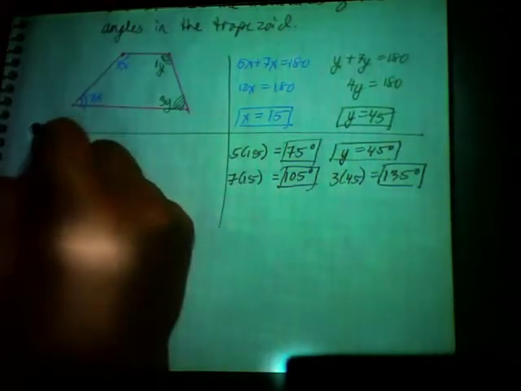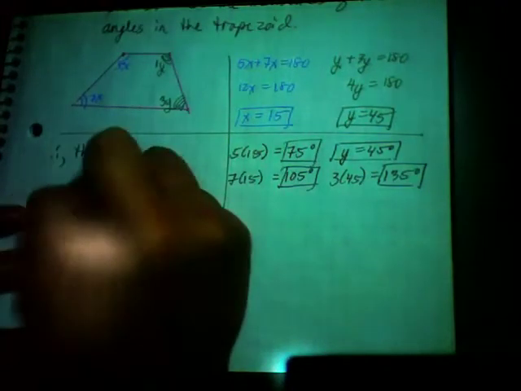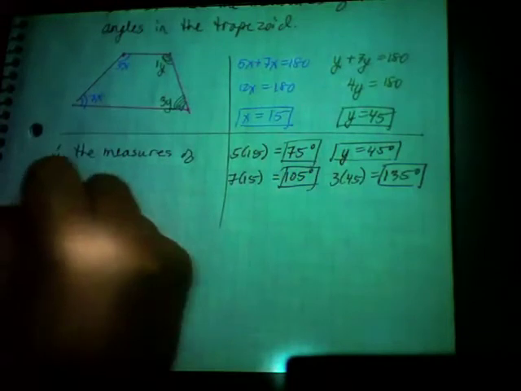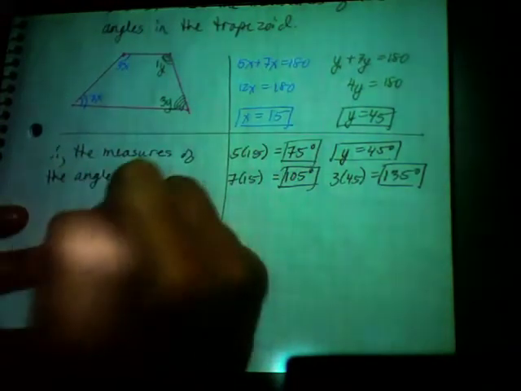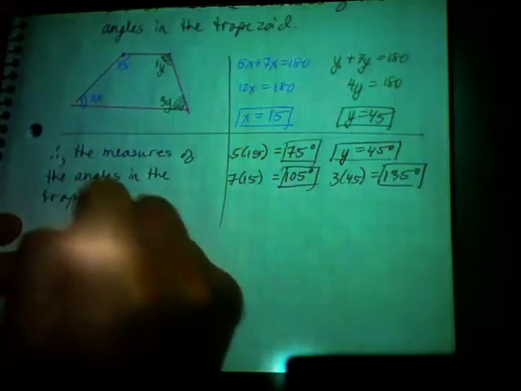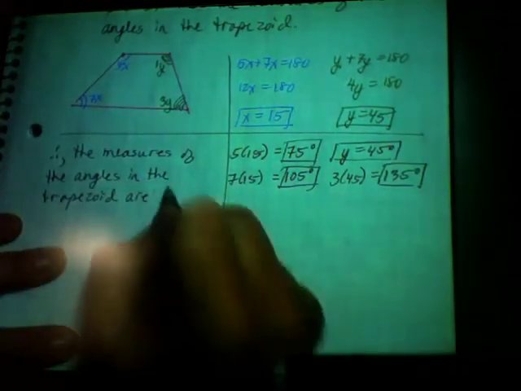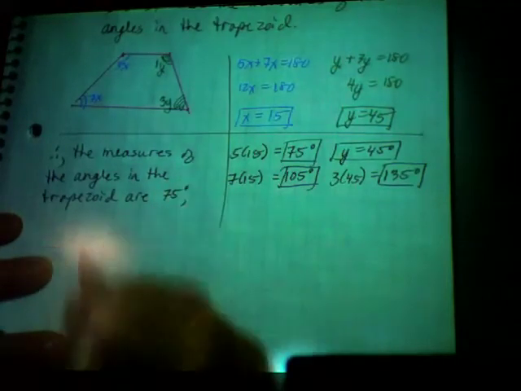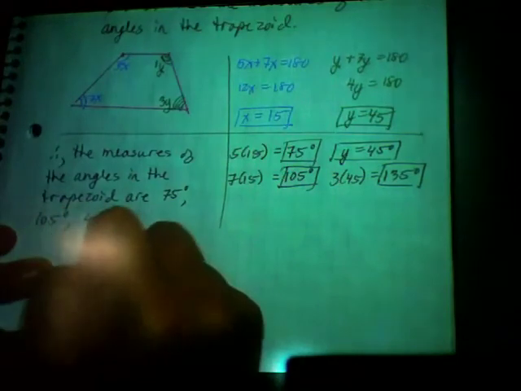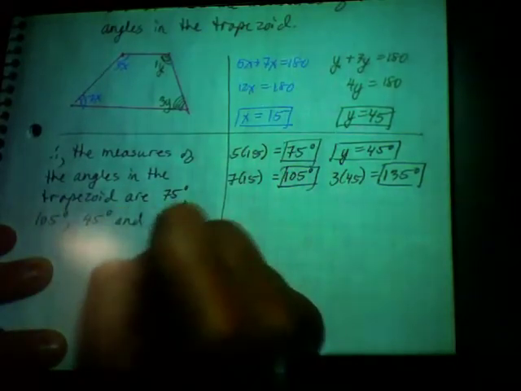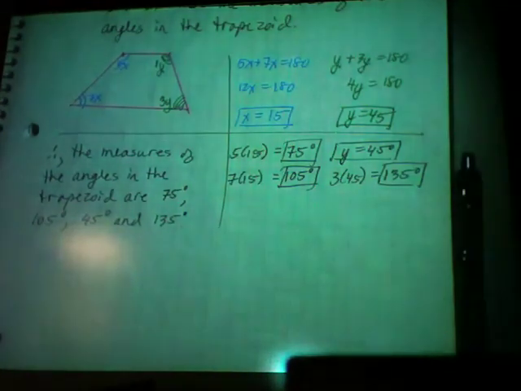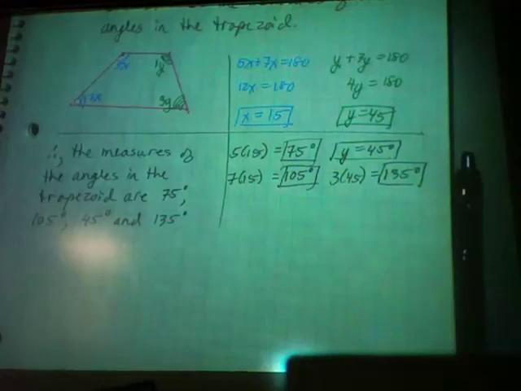So therefore, the measures of the angles in the trapezoid are 75 degrees, 105 degrees, 45 degrees, and 135 degrees. Done. So that doesn't seem so bad, does it?